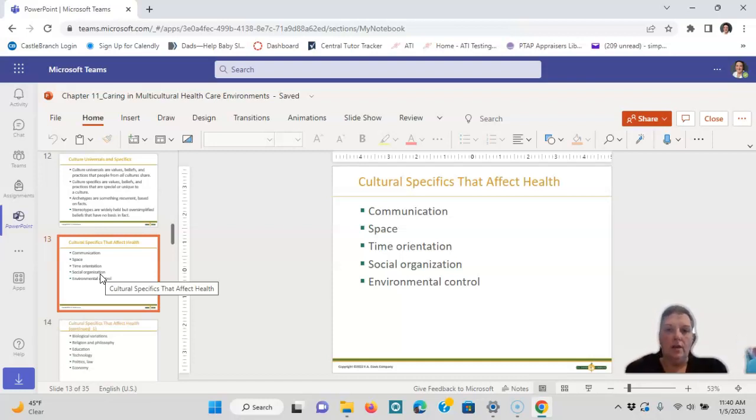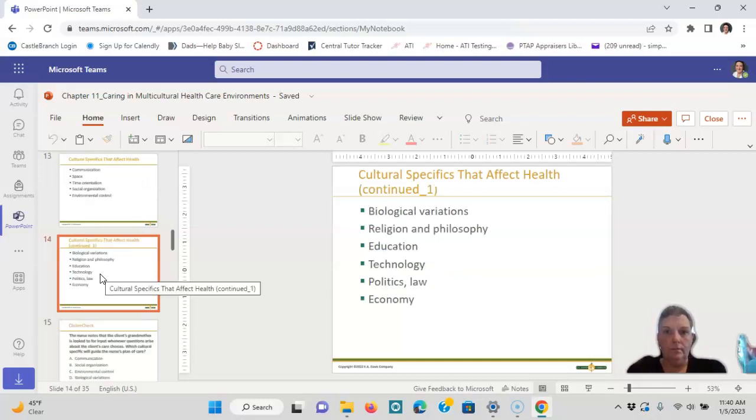The social organization around that and the environmental control. Biologic variations, religion and philosophy, education, technology, politics, law, and economy may all have an effect on health and healthcare seeking behaviors.